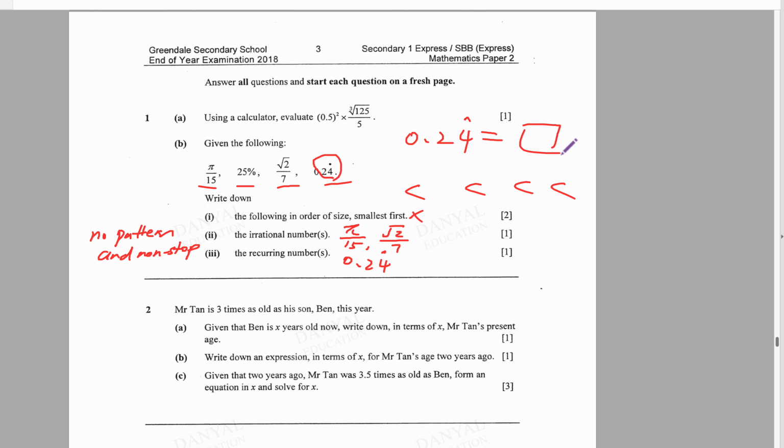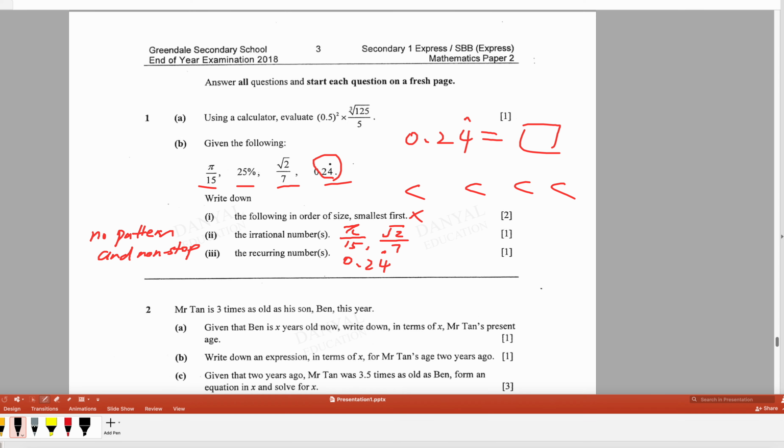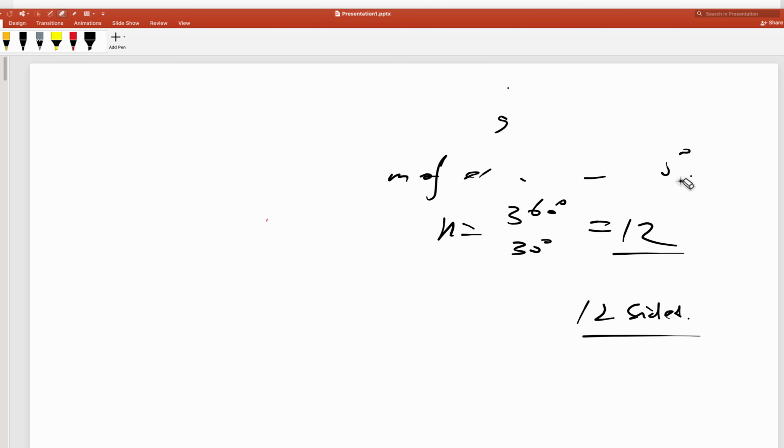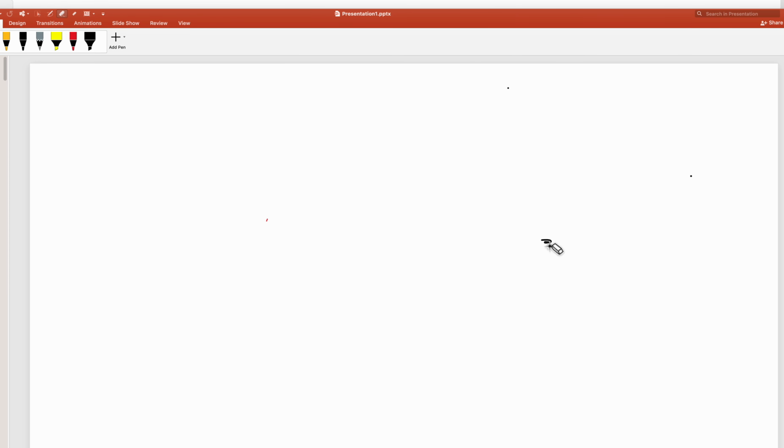This one might not be tested, but if it gets tested, then you should be the one who can score. But it doesn't look right at all. So what's the answer? Wait. Let me figure it out. Let's try this one. It's not recurring somehow. Okay, never mind.